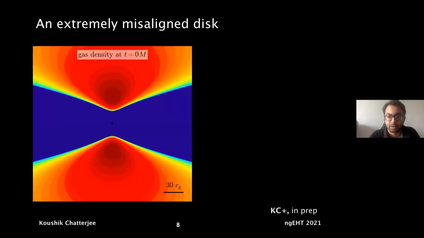And of course, because I'm a theorist, why limit myself to just a 60 degree tilted disk? Let's do the extremal case, which is the 90 degree tilted disk. So over here as well, the black hole spin is pointing in this positive z direction.